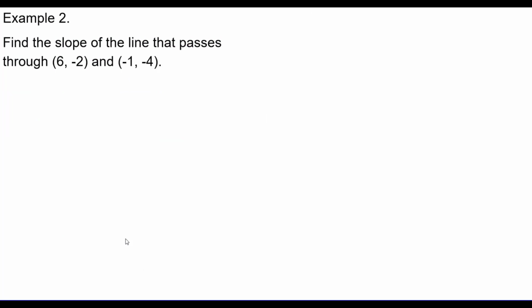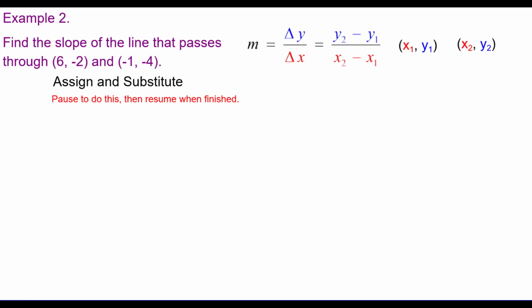Example 2, find the slope of the line that passes through these 2 points here. So what we'd like you to do is write the formula down, assign the values for these 4 variables right here, and substitute. Please pause to do this and then resume when you're finished to check.